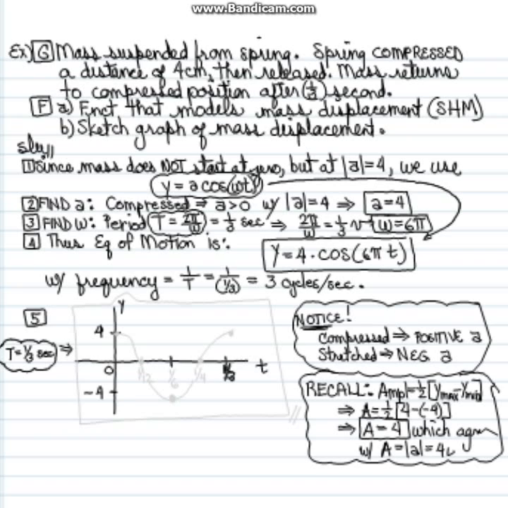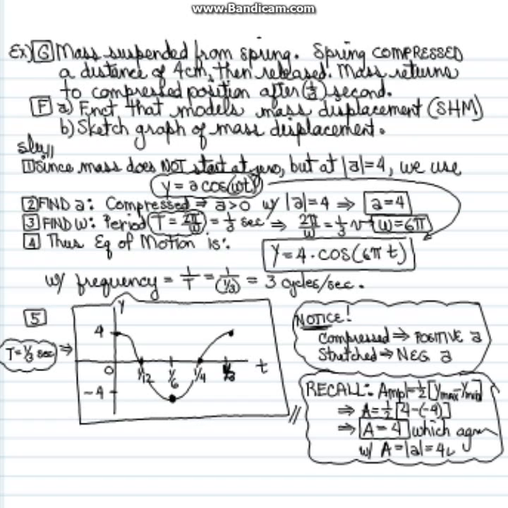We start in the compressed position at 4, so we put the point at 4, and then we come down. We're going to be at -4 at the midway mark between 0 and 1/3, at 1/6, and then back up to +4 when we go all the way back up to the end of the period, 1/3. We actually hit the x-axis at 1/12 and 1/4.